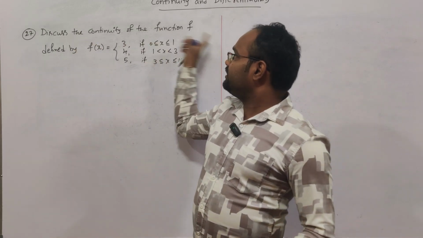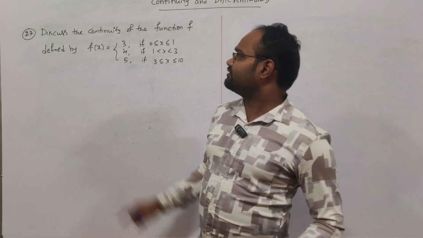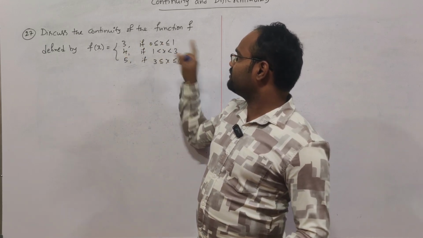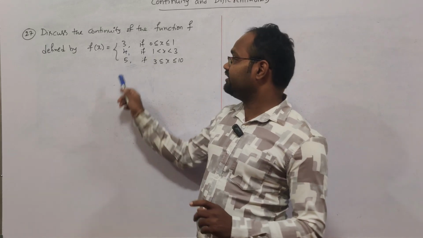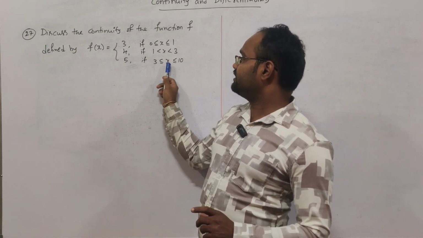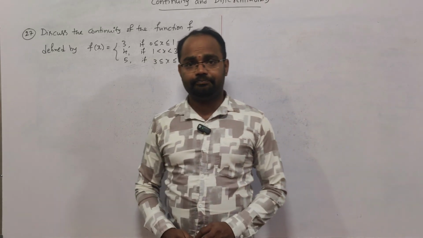So discuss the continuity of the function f defined by f of x is equal to 3 if 0 less than or equal to x less than or equal to 1, 4 if 1 less than x less than 3, and 5 if 3 less than or equal to x less than or equal to 10.